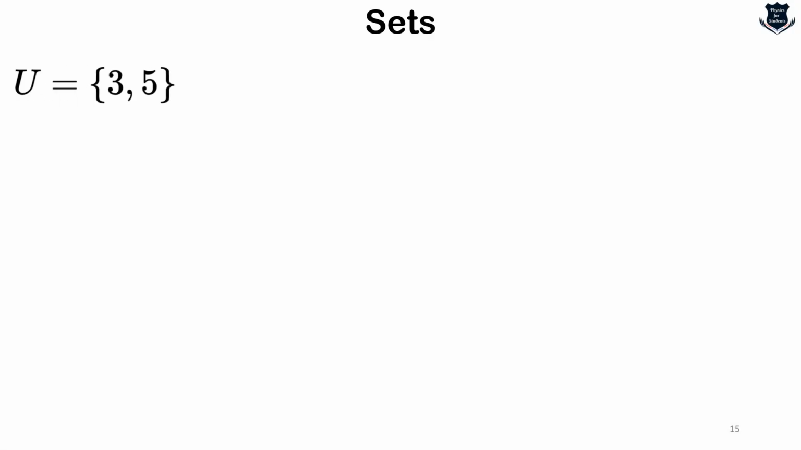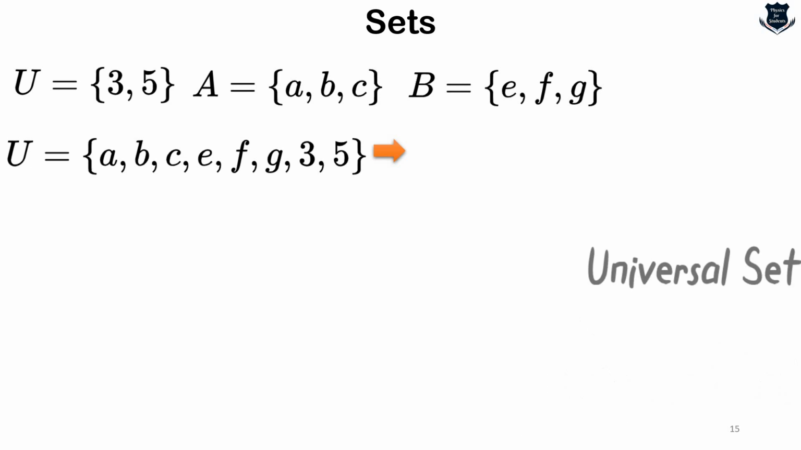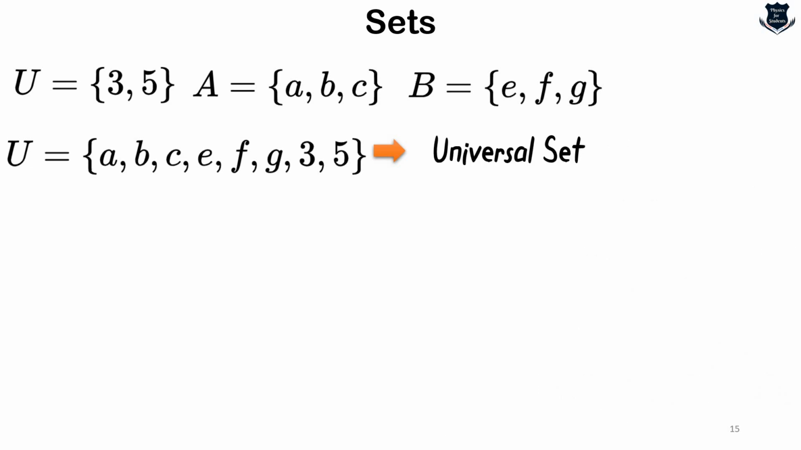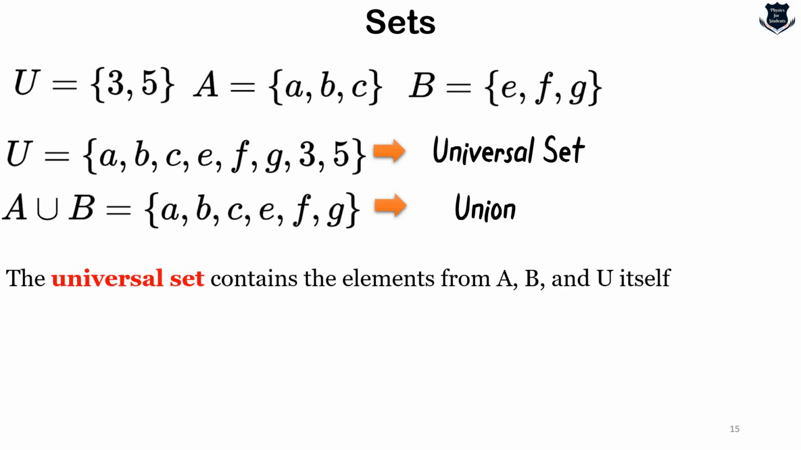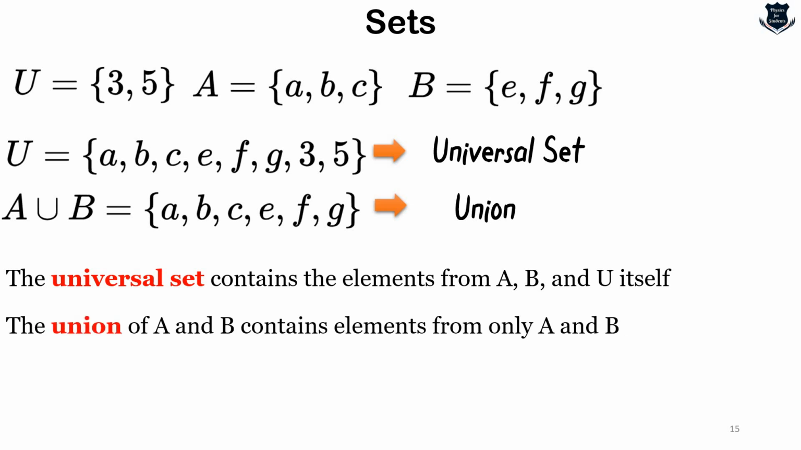But it is good if we can see it with an example. Here is a set U = {a, b, c, e, f, g, 3, 5}, and A equals {a, b, c}, and B equals {e, f, g}. All of these are in the universal set, whereas A union B is only a, b, c, e, f, g. Why? Because 3 and 5 are not included in those sets, so it won't be a union. So the universal set contains the elements from A, B, and U itself, but the union of A and B contains elements only from A and from B.